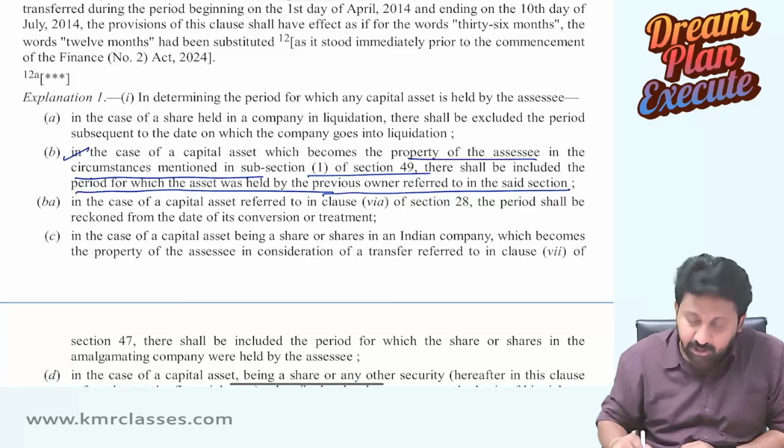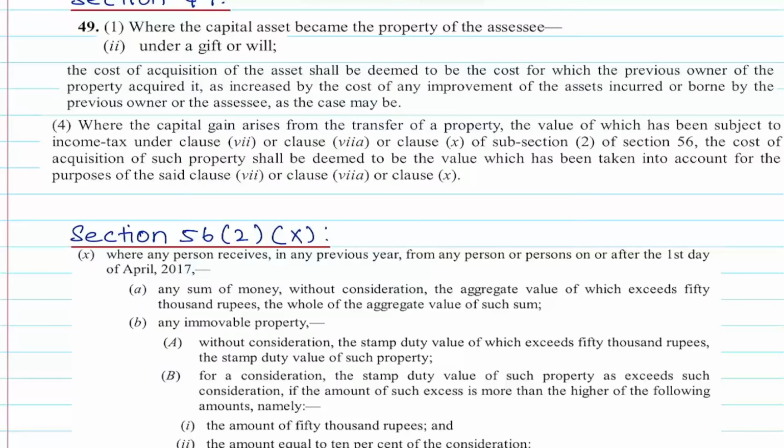Next. Then what is subsection 4 of section 49? Where the capital gain arises from the transfer of a property, the value of which has been subject to income tax under clause 7(7A), which is irrelevant now, and clause 10 of subsection 2 of section 56, the cost of acquisition of such property shall be deemed to be the value which has been taken into account for the purposes of the said clauses 7(7A) and 10. Sir, I did not understand. Again read. Your work is to read. My work is to explain the intention behind the lawmaker.